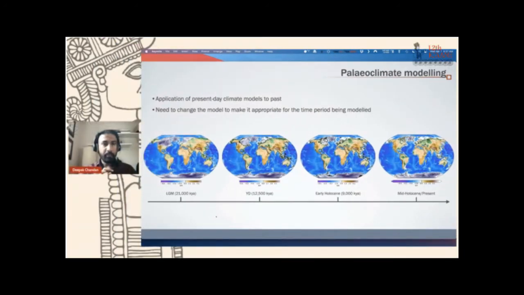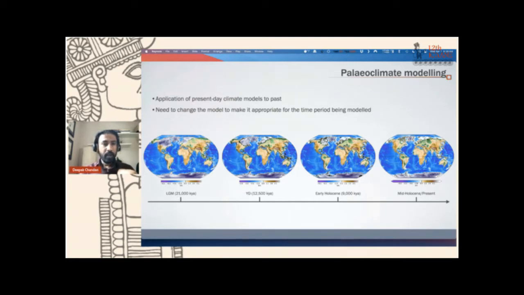Paleoclimate modeling is basically the application of present-day climate models to times in the past. And here you see, depending on which time in the past you want to model, you need to be able to change your present-day model to be able to describe that time period. Coming off from LGM to the present day, I have shown a series of snapshots of different time periods that are of interest to us. And you can see the world is changing constantly.